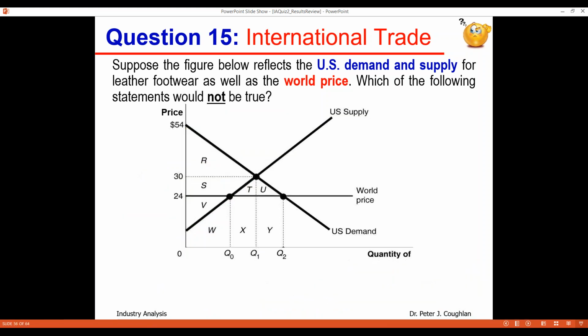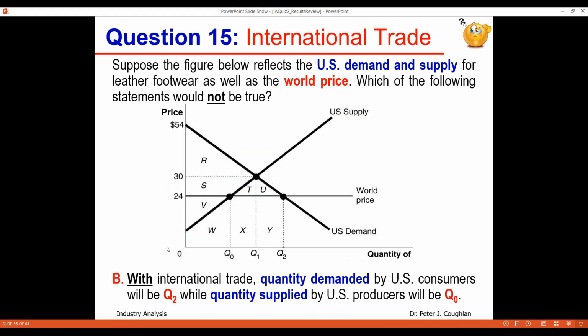All right. So what about answer B? Answer B says with international trade, quantity demanded by U.S. consumers will be Q2, while quantity supplied by U.S. producers will be Q0. Let's see about that. What happens when we have international trade? The price with trade is going to be the world price. All transactions take place at the world price. No buyer is willing to pay more than the world price because they can always buy as much of these leather goods as they want at the world price. No seller could possibly sell above the world price because nobody's willing to pay that. So all transactions now take place at the world price, which is 24 in this diagram.